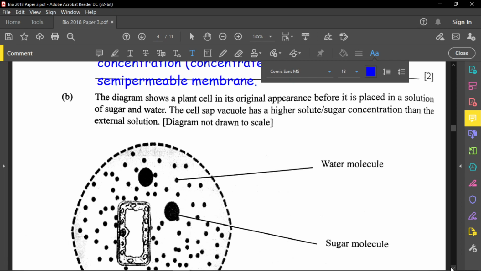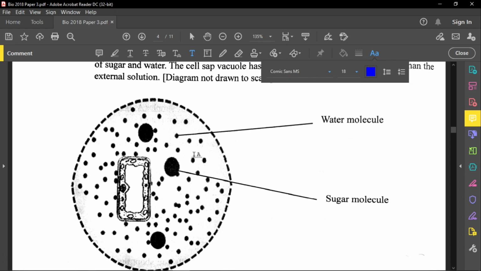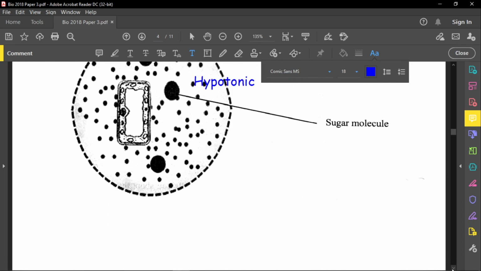So in other words, the solution on the outside is hypotonic, okay? Because it has more water on the outside. So on the outside right here is hypotonic. Let me just write that in for you, hypotonic. Okay, so the solution is hypotonic. Now, notice the particles, the water molecules are the smaller particles, and the bigger particles, those are the sugar molecules. And for this reason, again, they cannot pass through the semi-permeable membrane because they are too large, okay? Because things go through a semi-permeable membrane by nature of their size.